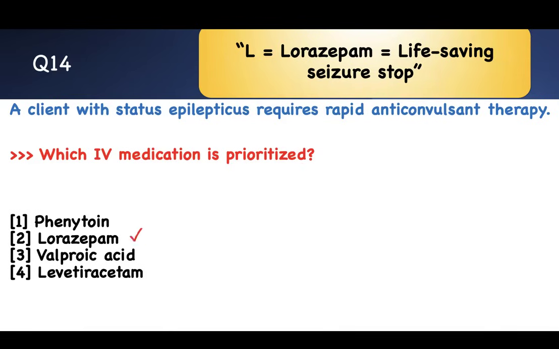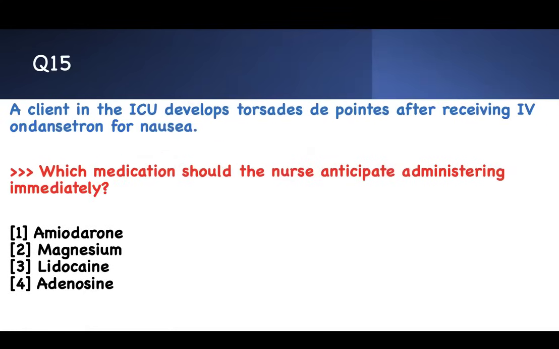And the last one. Which medication should the nurse anticipate administering immediately? The client in the ICU developed what? Torsades de Pointes after receiving IV ondansetron for what? Nausea. You know what the torsade is? It's a meandering, polymorphic ventricular tachycardia. How do you treat it? What causes torsade? It's what? Prolonged QT and what? Low magnesium.